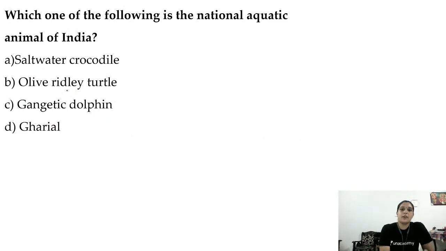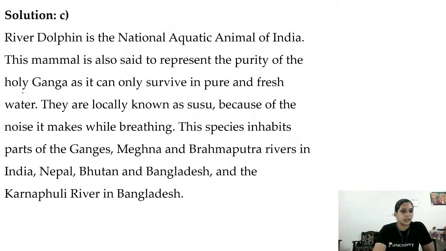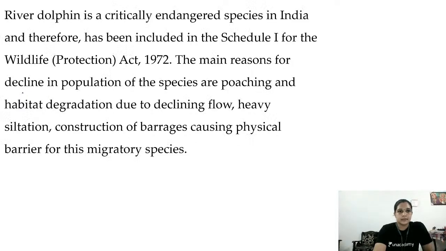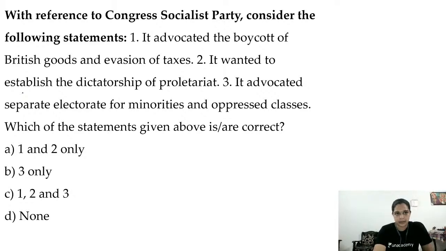Which one of the following is the national aquatic animal of India? Gangetic dolphin. That was declared very recently, so it came in current affairs. It is in Schedule 1 of the Wildlife Protection Act. Keep it in mind.